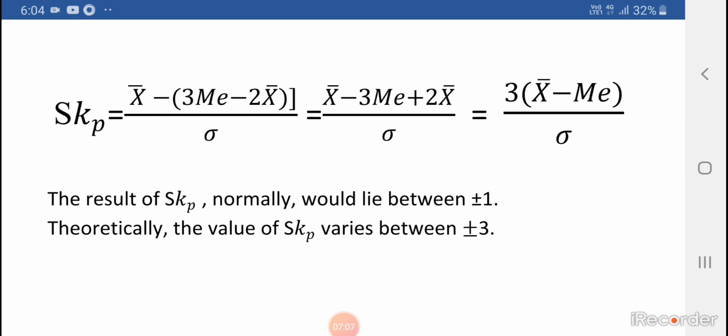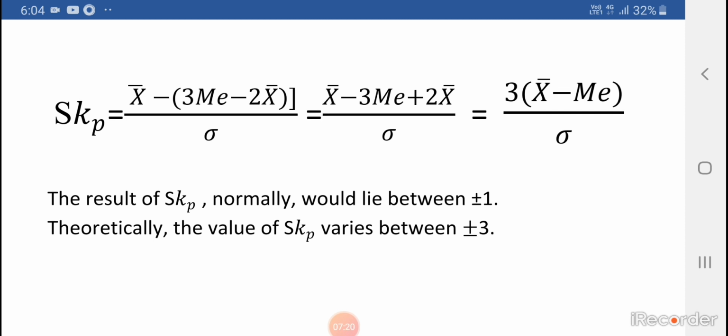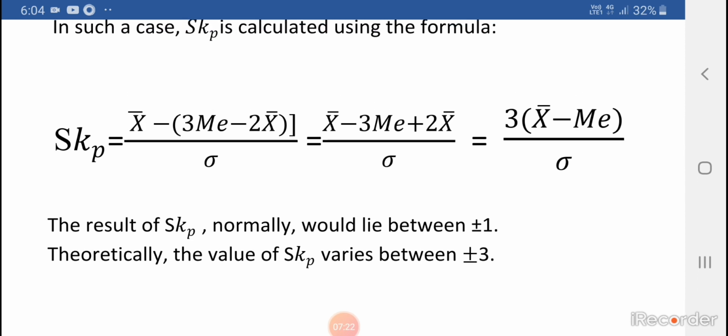So this is the theory part of skewness. In the next part, let us learn solving problems under all the 3 series. Thank you.